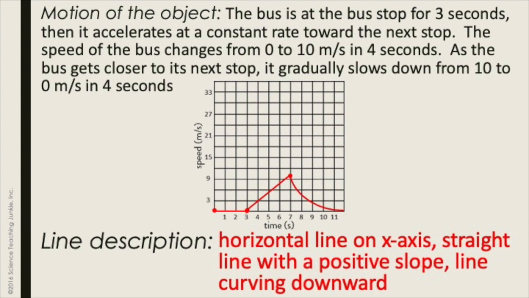So here is a scenario. A bus is at a bus stop for 3 seconds. It then accelerates at a constant rate toward the next stop. Then the speed of the bus changes from 0 to 10 meters per second in 4 seconds. So as the bus gets closer to the next stop, it gradually slows down from 10 to 0 in 4 seconds. So we would describe the line as a horizontal line on the x-axis, meaning it was at rest, a straight line with a positive slope, and then a line curving downward to show it's slowing down.